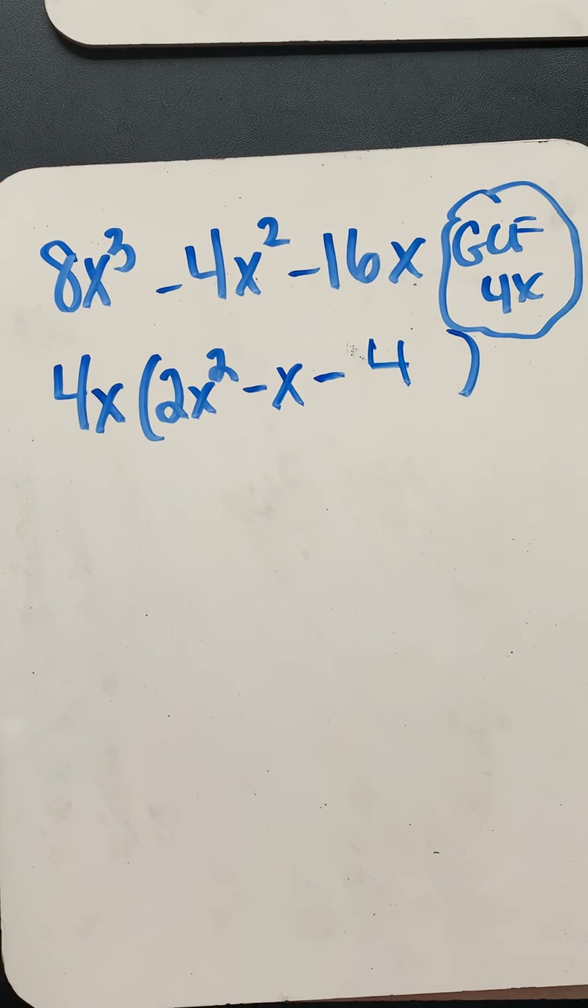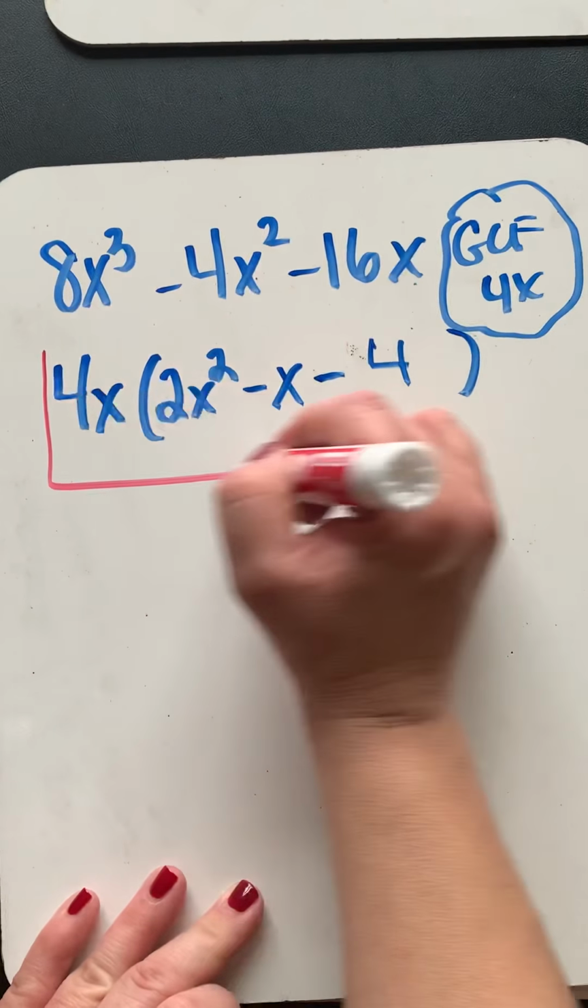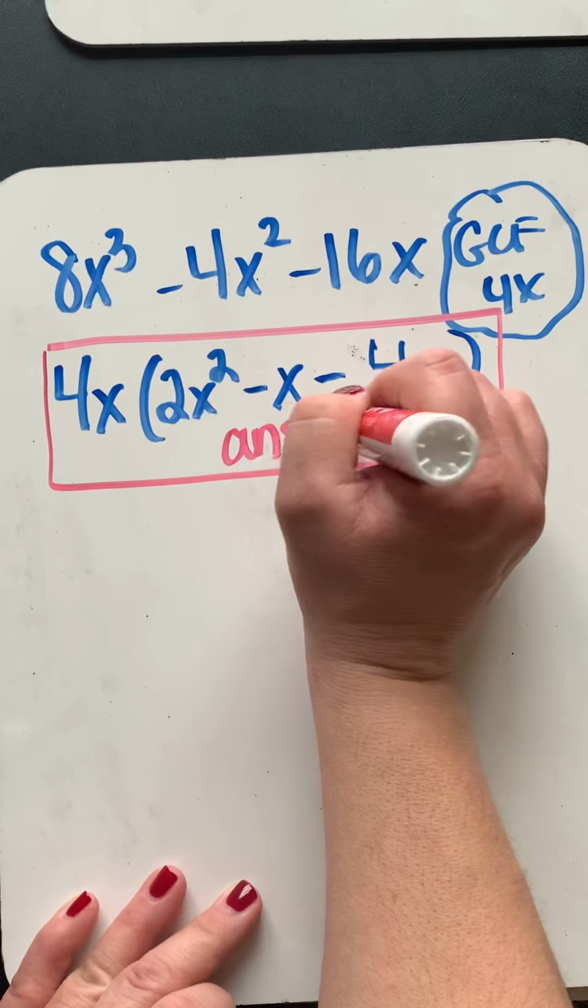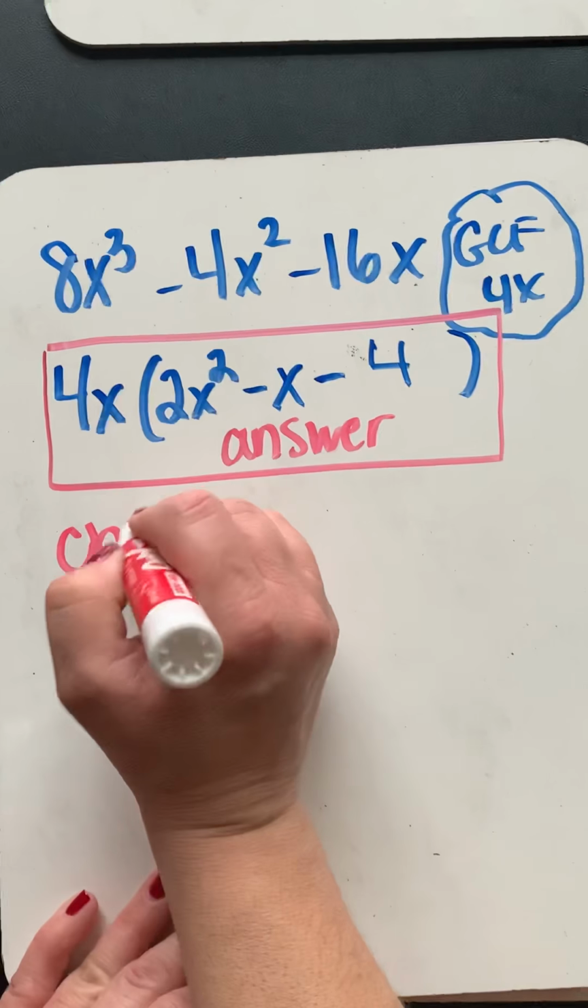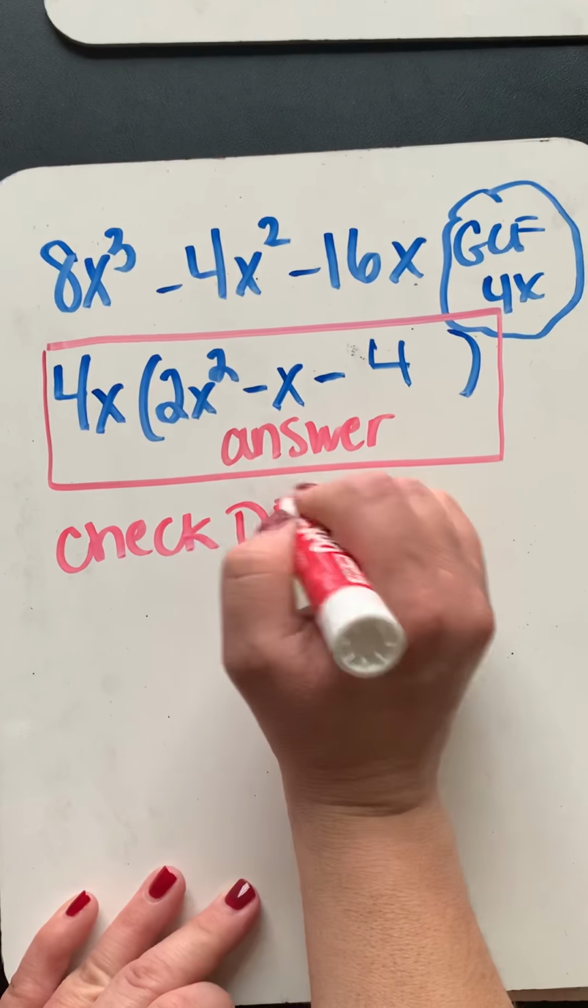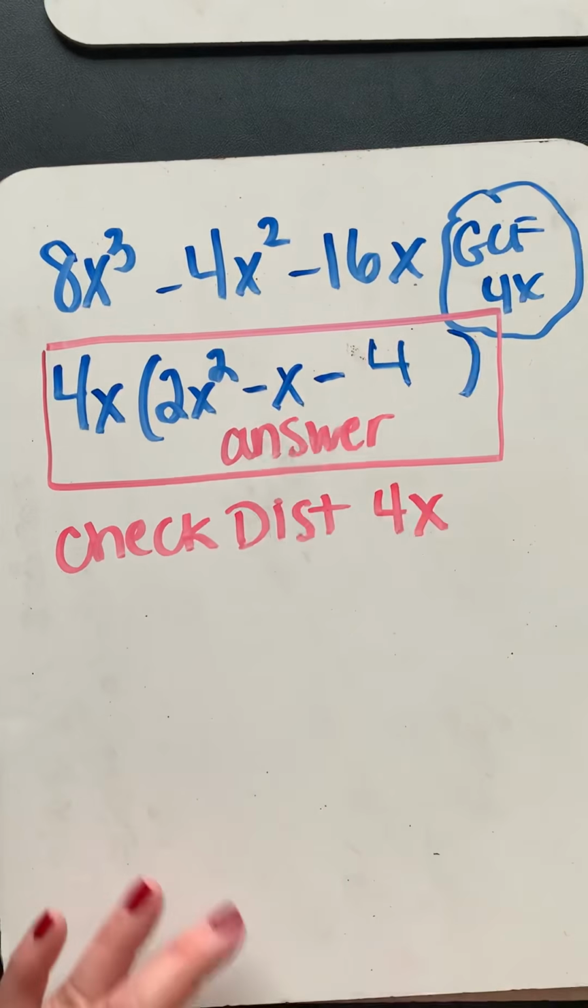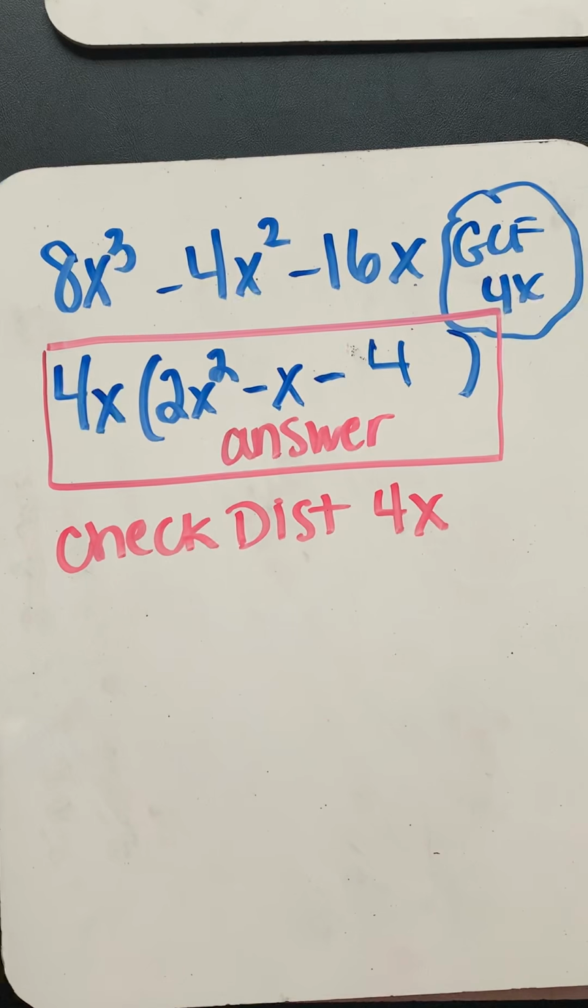I failed to mention this in the previous example. If you're not sure your answer is correct, how can we check it? This is the answer, but you can check by distributing the 4x to each of these terms, and if you end up with your original problem, then you did it correctly. Okay?